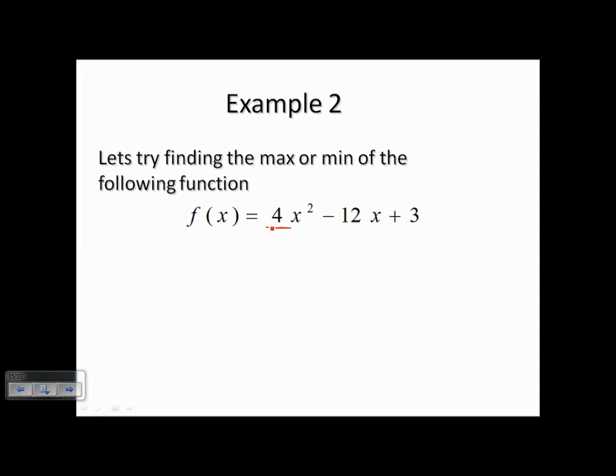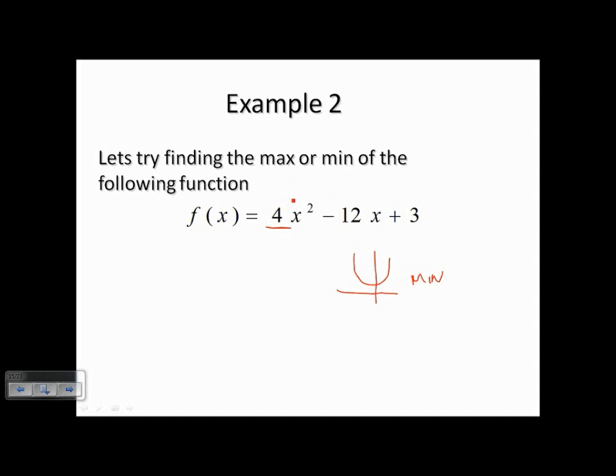It's positive. If my a term is positive, I know that my parabola is going to open up, and so it's going to have a minimum. I can tell that right away from the start. I don't need to do any work on it. I don't need to isolate anything. I don't need to complete the square. I know that f of x equals 4x squared minus 12x plus 3 definitely has a minimum.